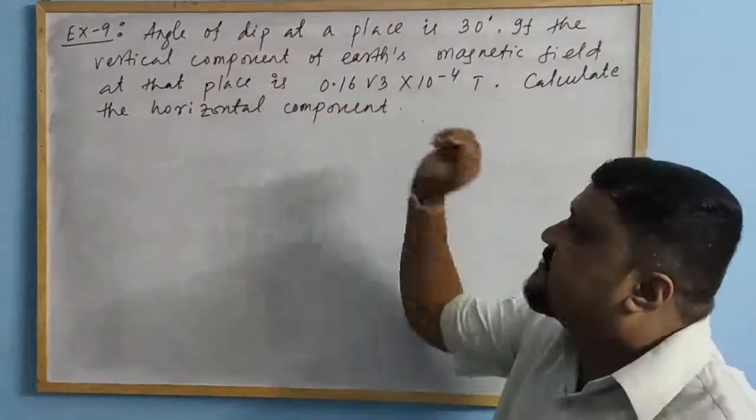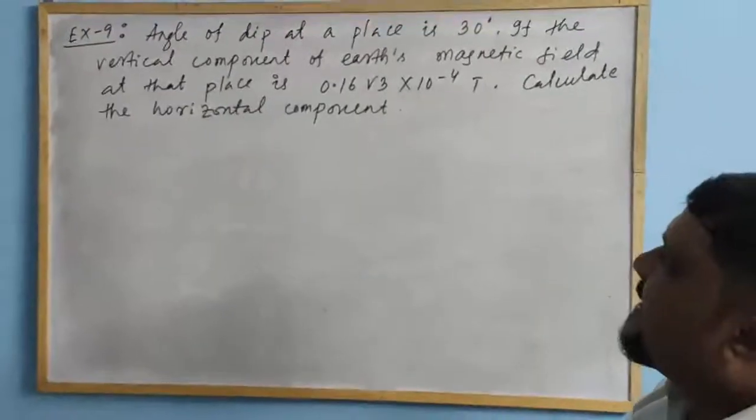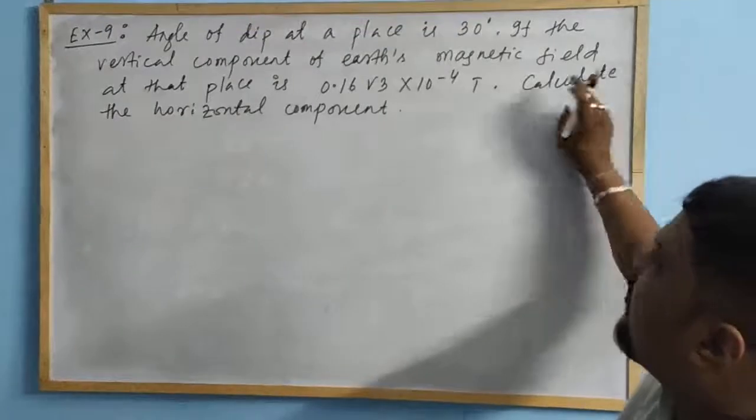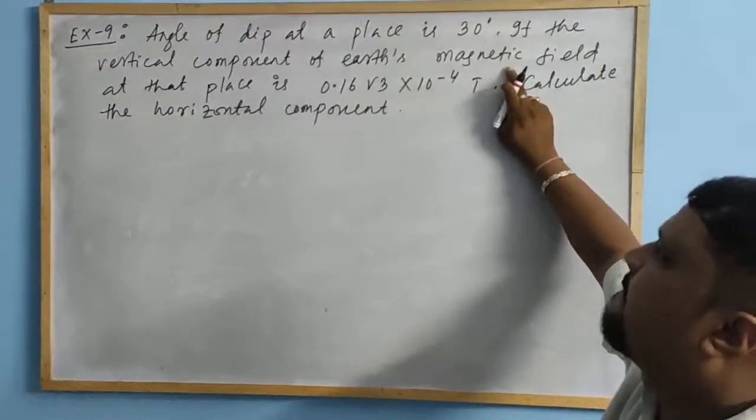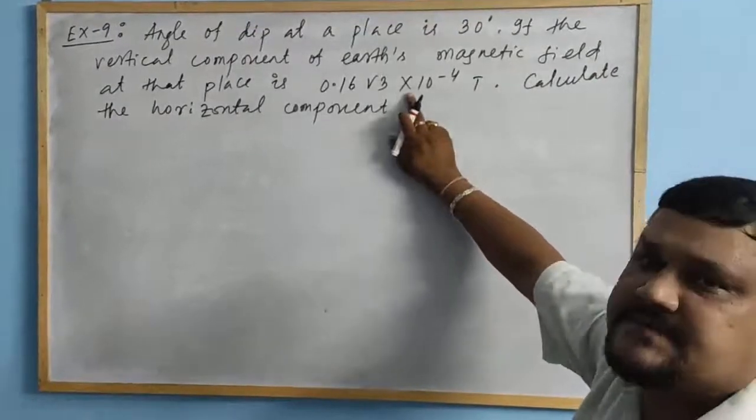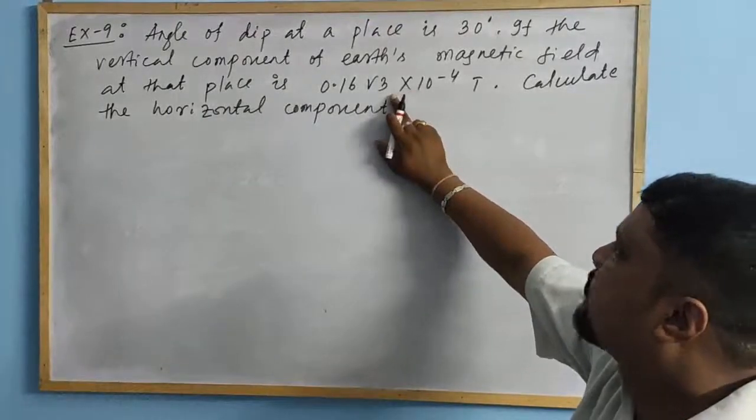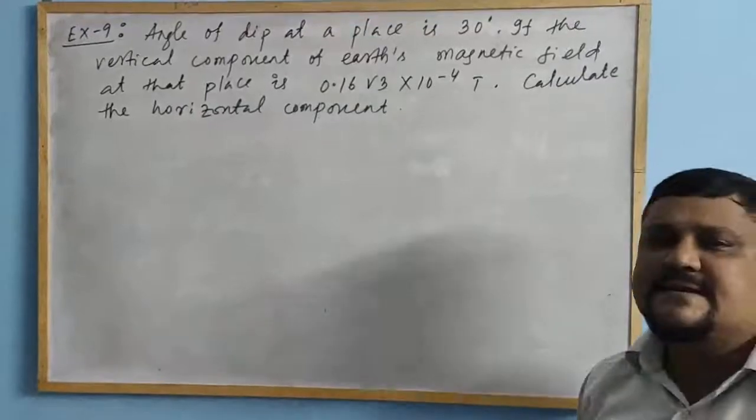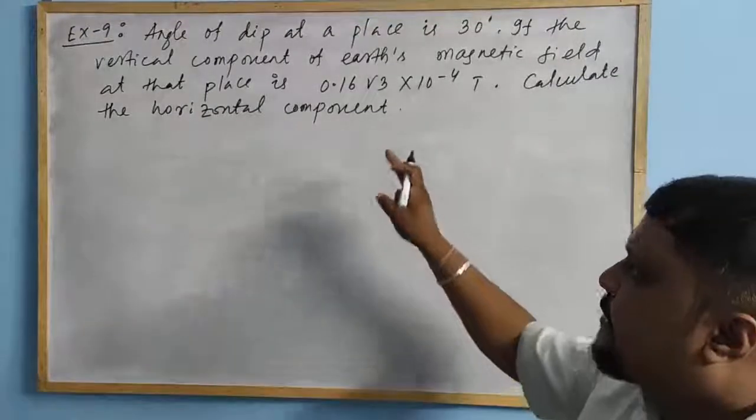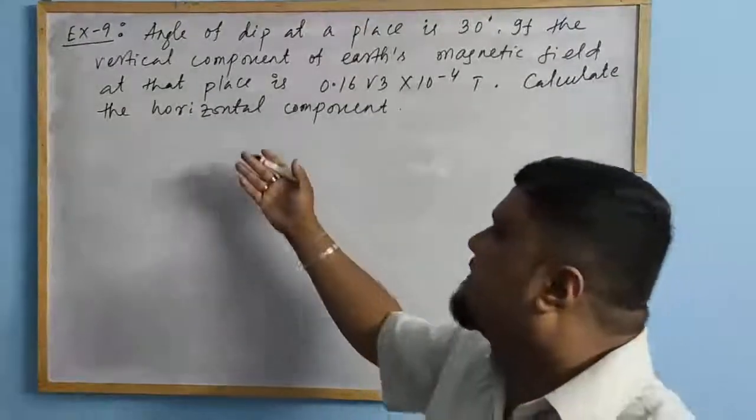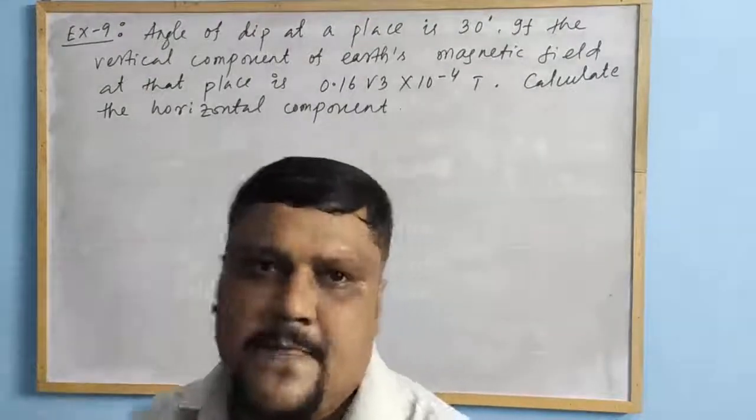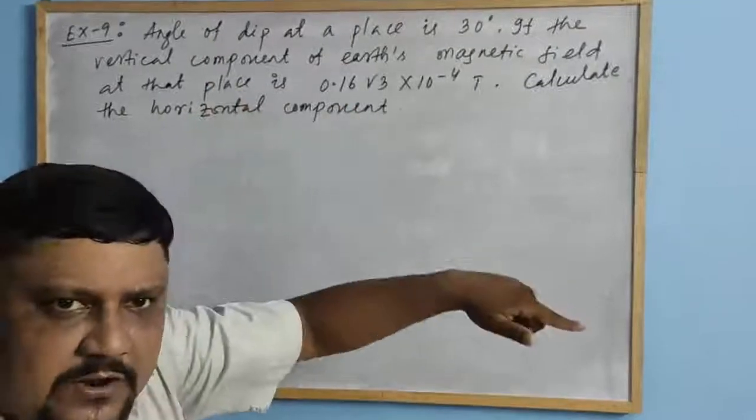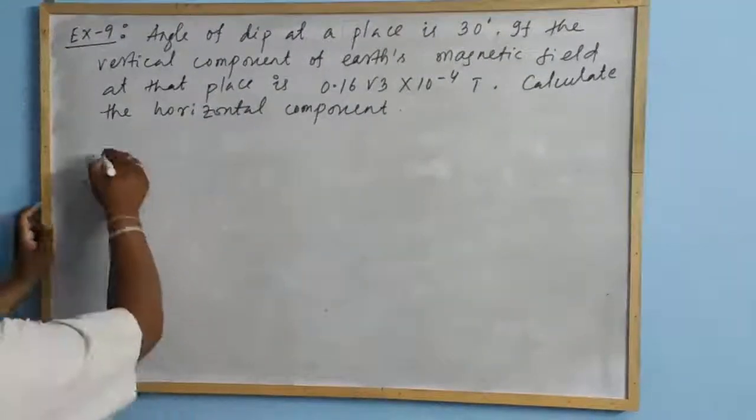Now come to the next one, example number 9. The angle of dip at a place is 30 degrees. If the vertical component of Earth's magnetic field at that place is 0.16 root 3 into 10 to the power minus 4 Tesla, calculate the horizontal component. In example 8 we calculated the total magnetic field. Here it is asked about the horizontal component. You can calculate the total and then go for the horizontal, or you can use the direct formula.